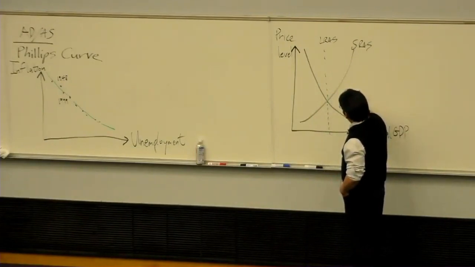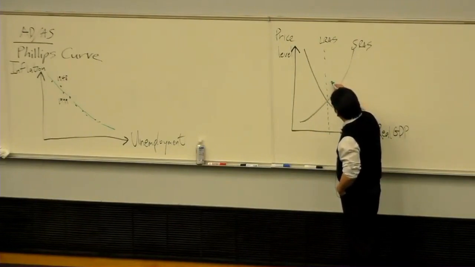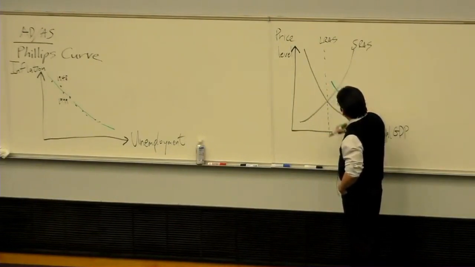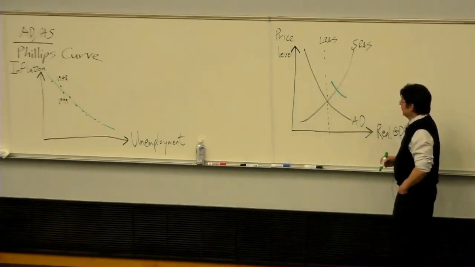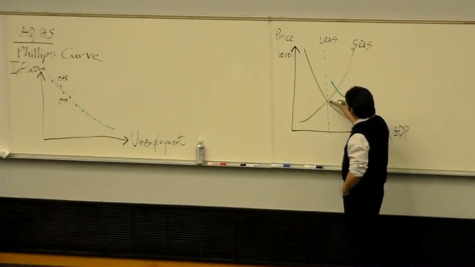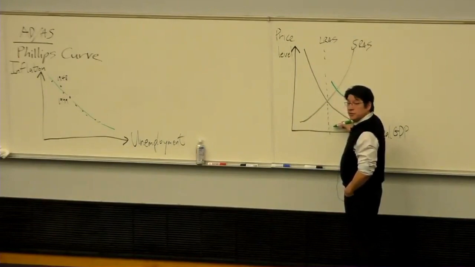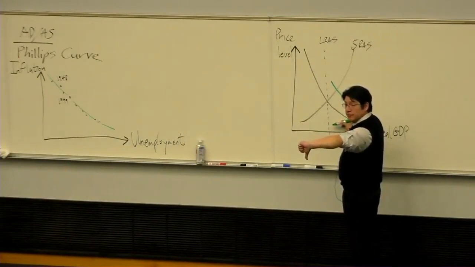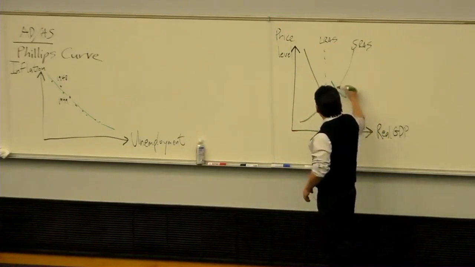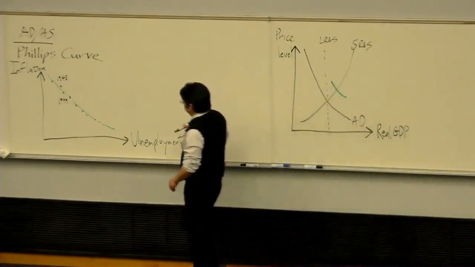Let's say it's a positive shock. What does that do here? Well, it's pushing up the price level and increasing GDP, which means that it's lowering unemployment, because you can't make more GDP without hiring more people. So high inflation, low unemployment.